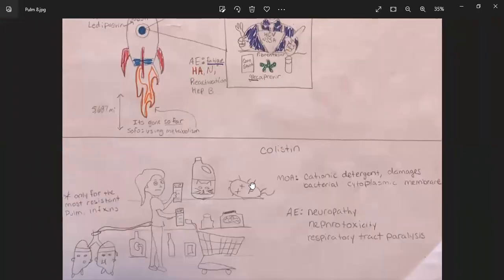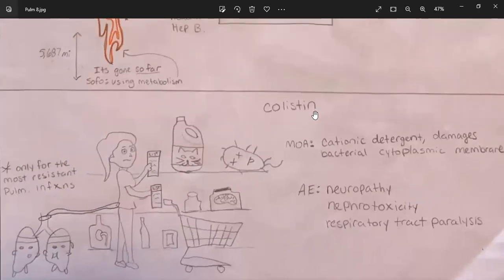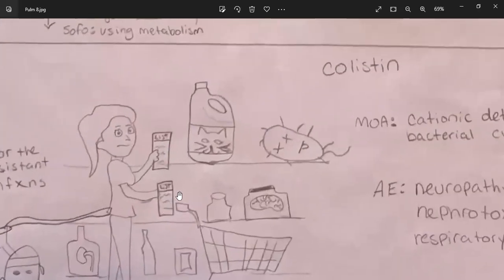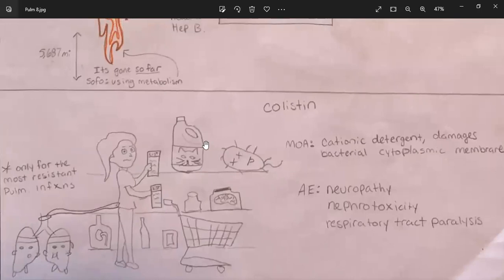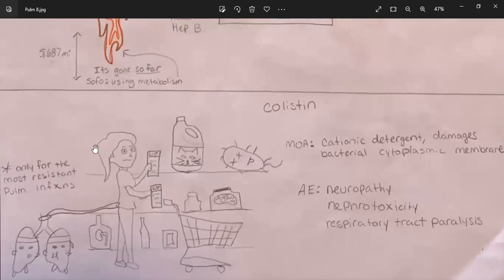We'll skip this one. And then the last antibiotic, which we have not learned about yet, is colistin. So we have this lady, she's at a grocery store shopping, and she has two grocery lists, so colistin, and she is buying cat detergent. So cation, the mechanism of action, it's a cationic detergent, which damages the bacterial cytoplasmic membrane. So damages bacteria. And this is only used for the most resistant pulmonary infections. So it's like your last line, your last option.